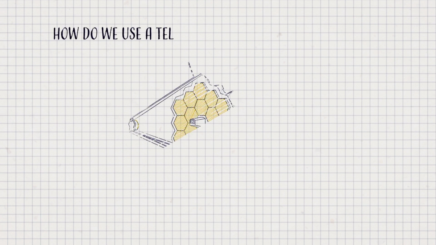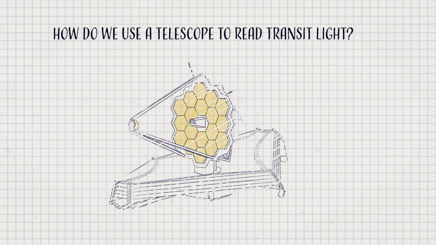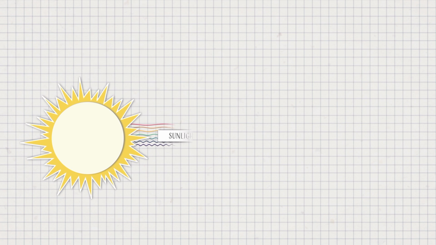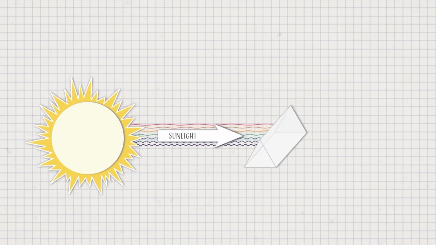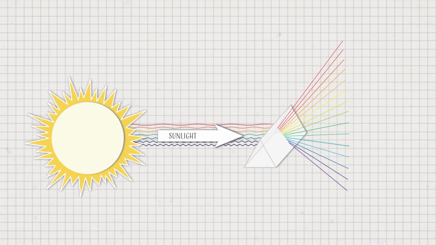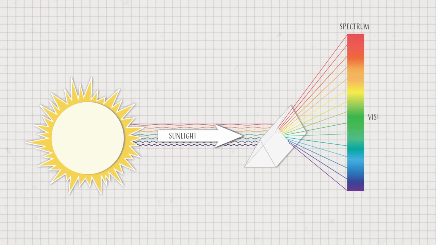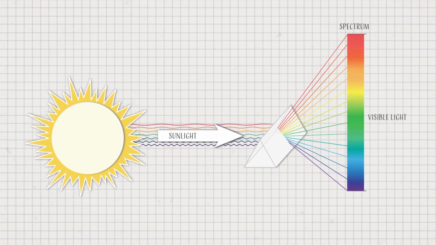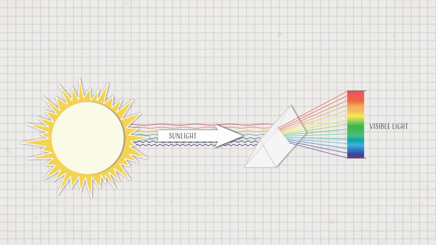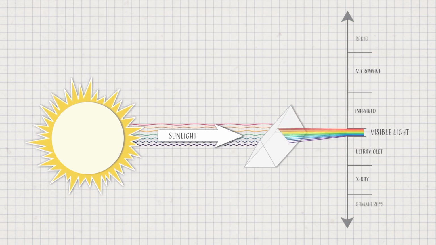So how do we use a telescope to read transit light? Stars emit light at many wavelengths. Like a prism makes a rainbow, we can separate light into its separate wavelengths. This is called a spectrum. Visible light appears to our eyes as the colors of the rainbow, but beyond visible light, there are many wavelengths we cannot see.